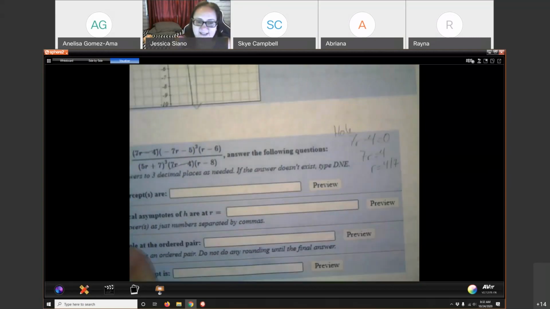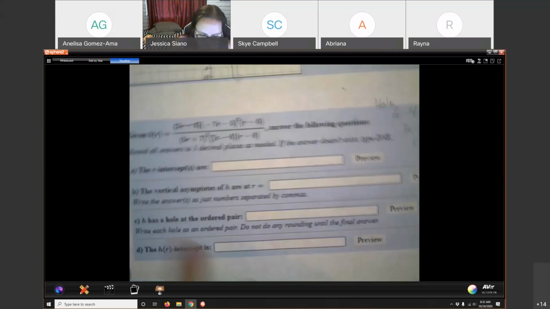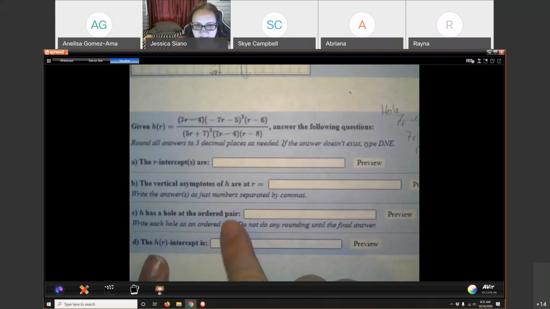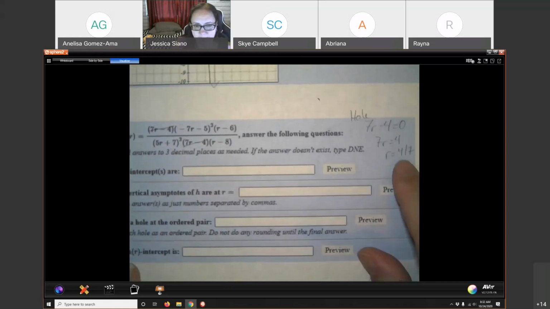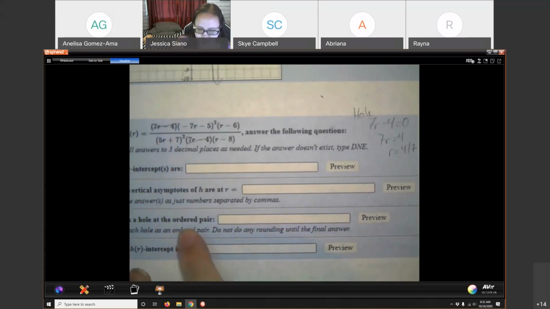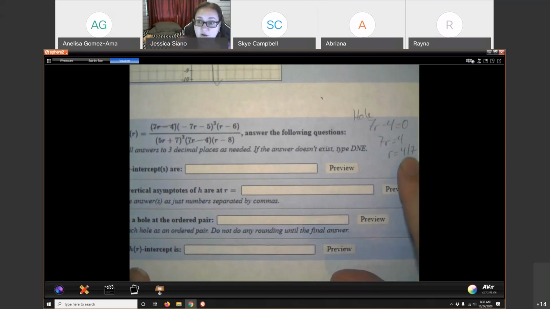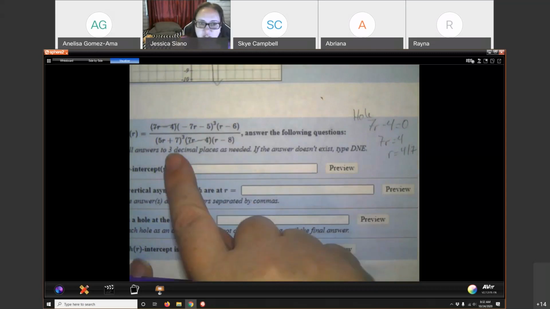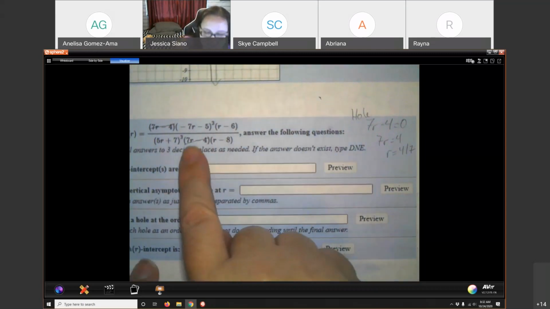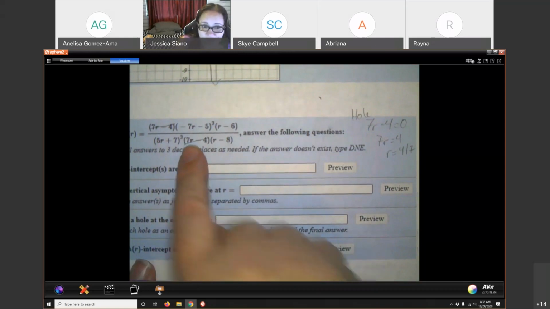So it says has a hole at the ordered pair. I know I'm jumping to C, but that's because I found the hole first. To figure out the y value for that hole, you plug your x value into the reduced version. Because if I plug 4/7 in before I cancel, then I'm going to wind up with 0 in the denominator and 0 in the numerator.